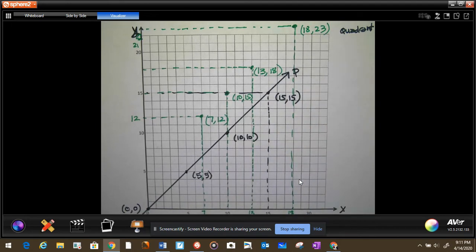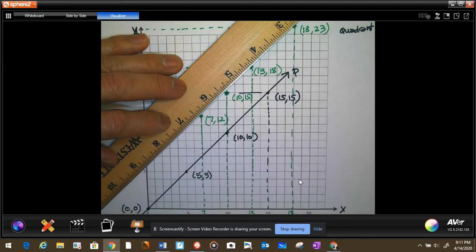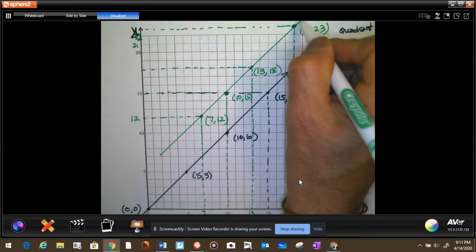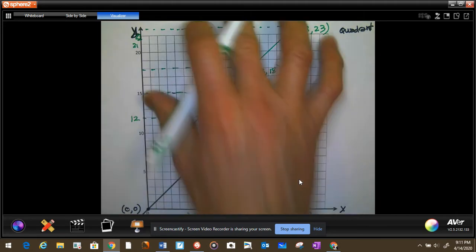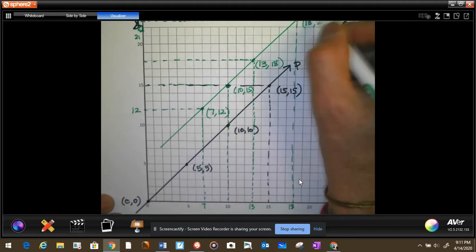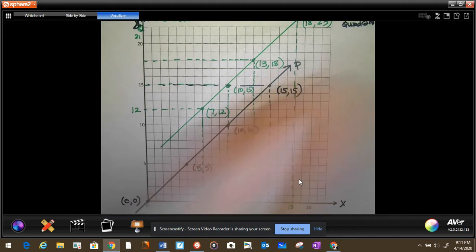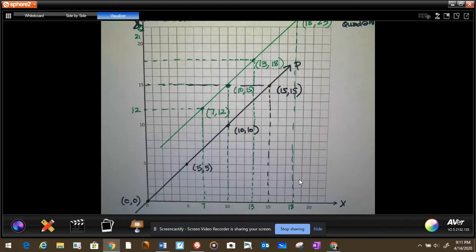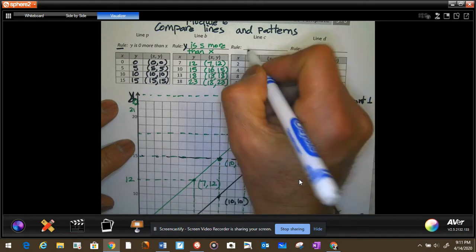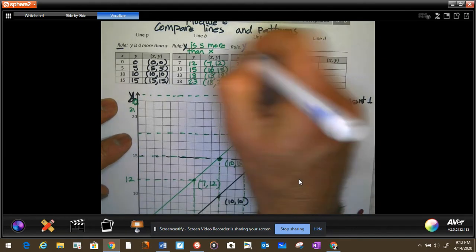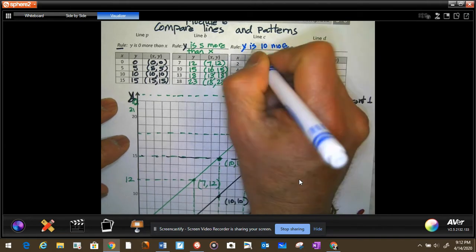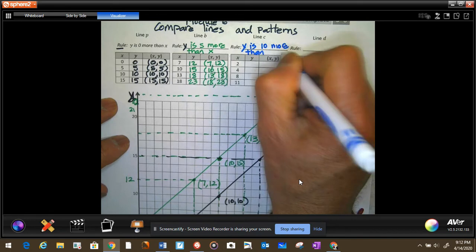Now let's connect the dots to show the next line. It's a diagonal line again, and when y increases, the line moves away from x. Okay, and this line is going to be line B. Okay, let's quickly move to line C. What if on line C we make y even bigger? So y, instead of being 5 more, we're going to make it 10 more. So that means we're going to add 10 more than x.